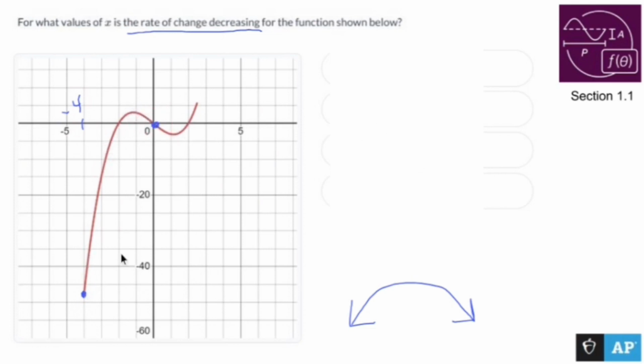So let's assume that this is going on forever, just for example's sake. Let's say negative infinity to 0. And that appears to be it.